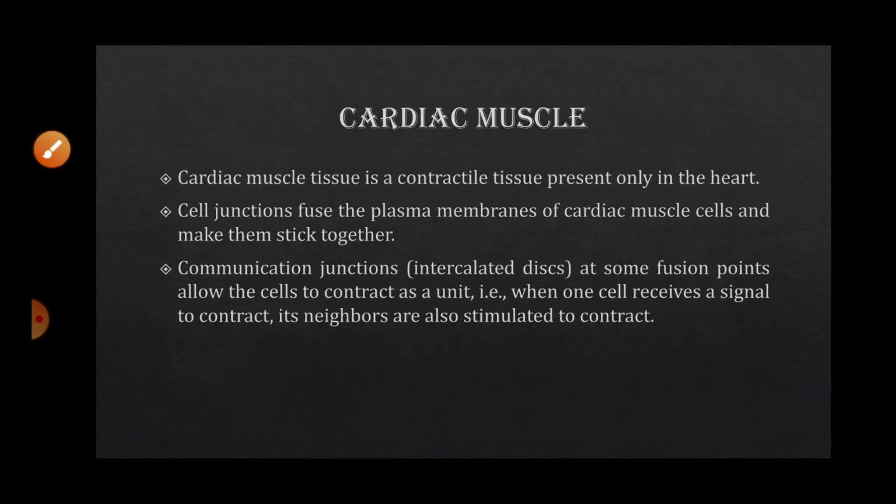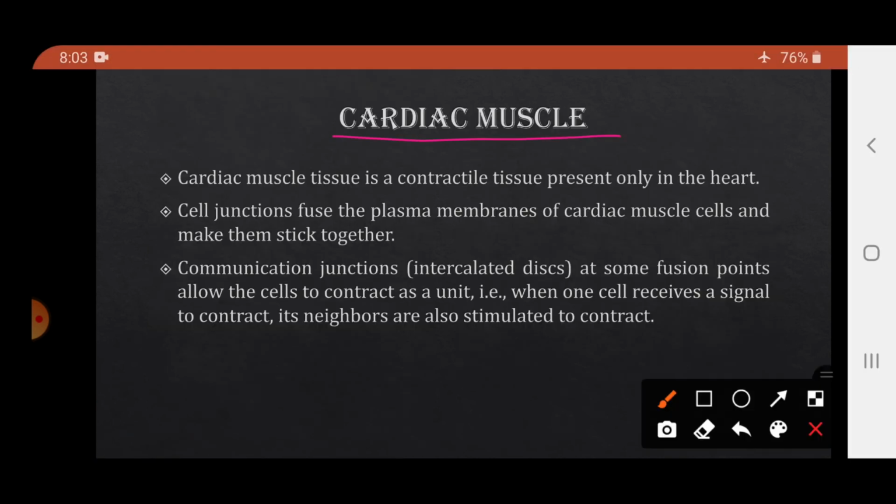The last type of the muscles found are the cardiac muscles. Name से ही मालूम पड़ता है. The muscles which are present in the wall of the heart, they are called as the cardiac muscle. So it is a contractile tissue present only in the heart. The cell junctions fuse the plasma membrane of the cardiac muscle cells and make them stick together. So there are cell junctions which are present in the cardiac muscle cells और ये cell junctions सब cells को connect करते हैं.